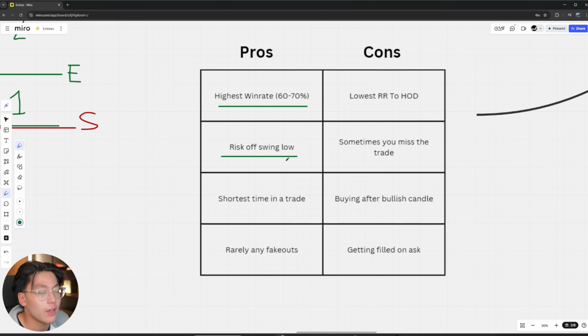In this case, what we have is risk off or swing low. So instead of risking at your break of structure level or risking underneath that break and retest level, we have a very tight stop, which is really risking off the previous candle that we formed. So very minimal risk here.